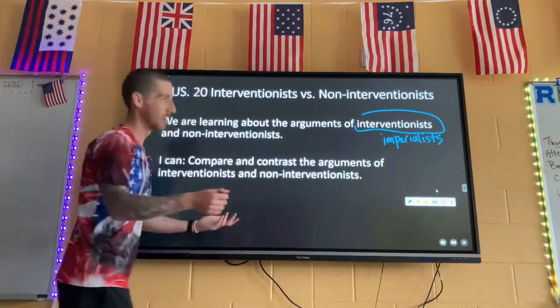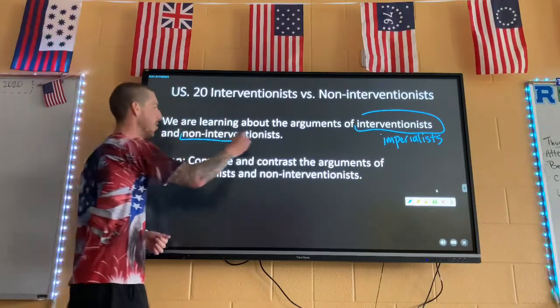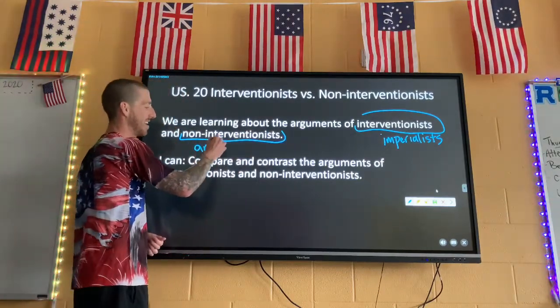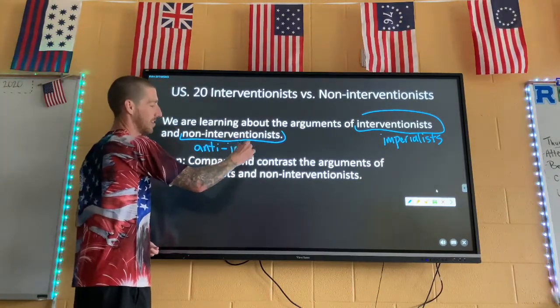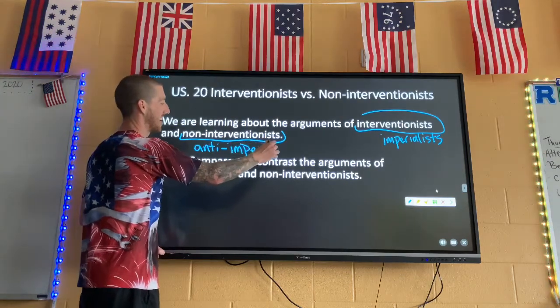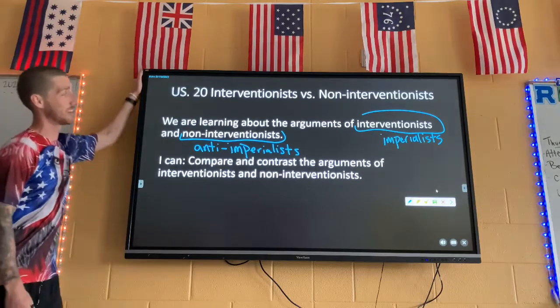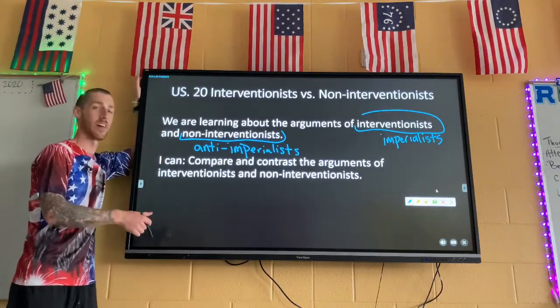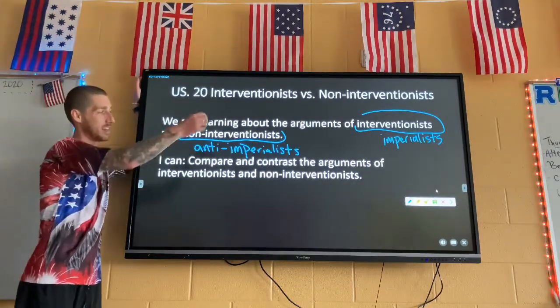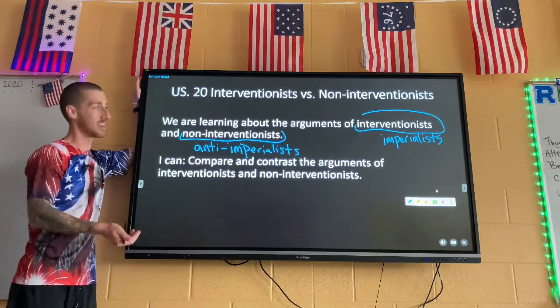Non-interventionist, well, what do you think that is? Someone who is an anti-imperialist. You could say non-imperialist. That's not really a word. They say anti-imperialist. Now, honestly, this standard is a little silly. I think it could be included with the last one. But we'll break down the reasons why these two groups exist. But I think you can think of why.